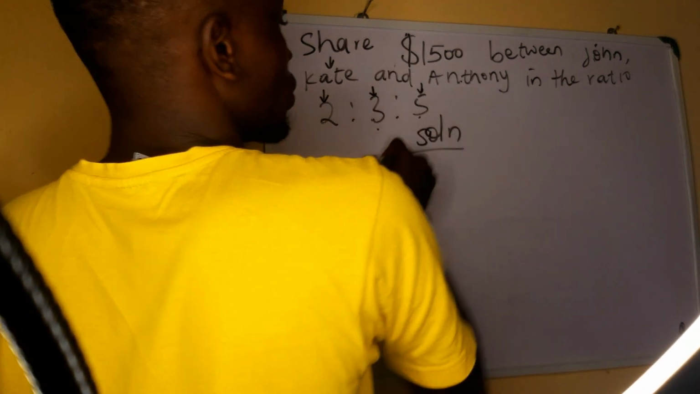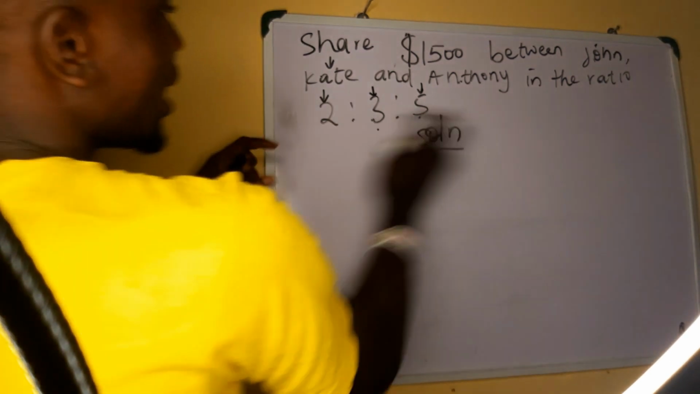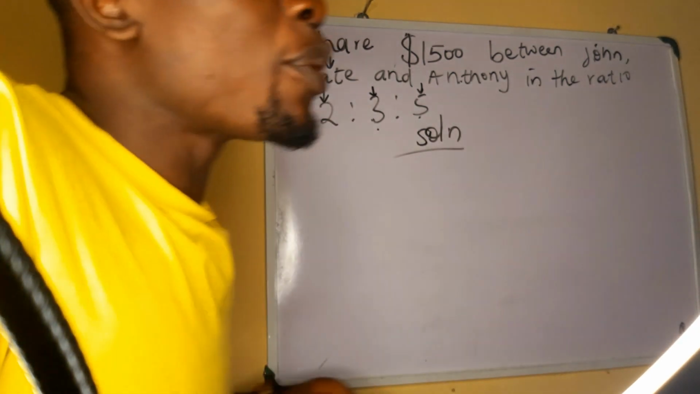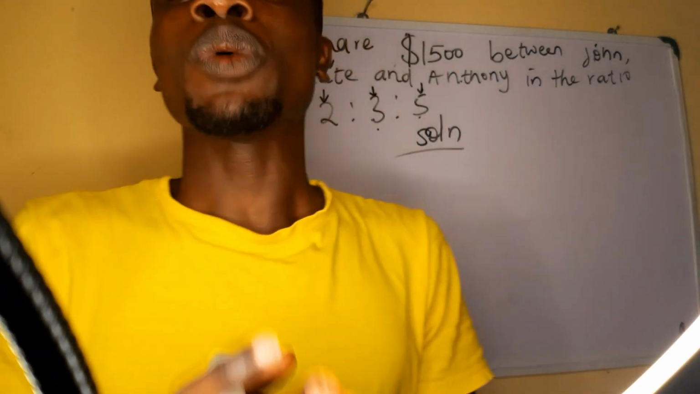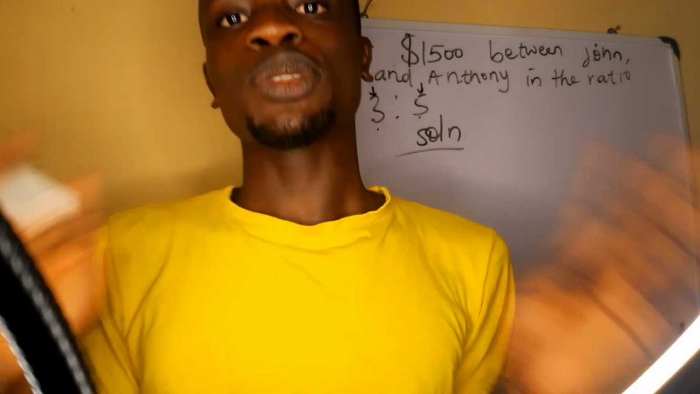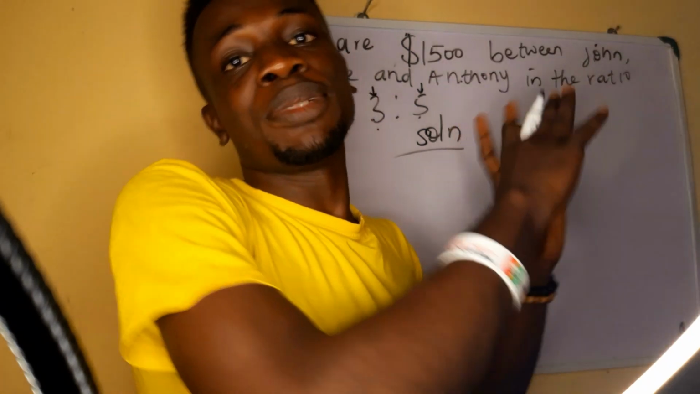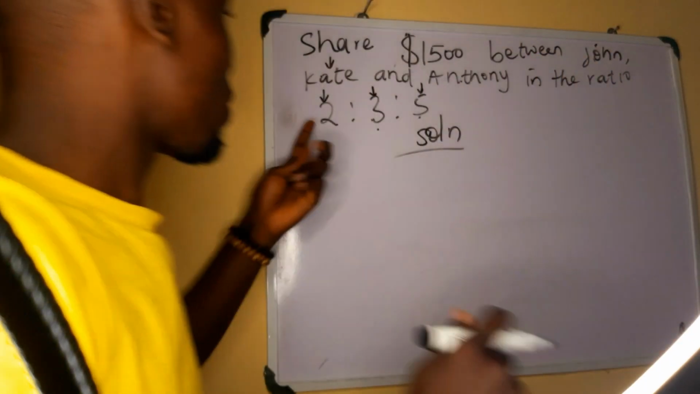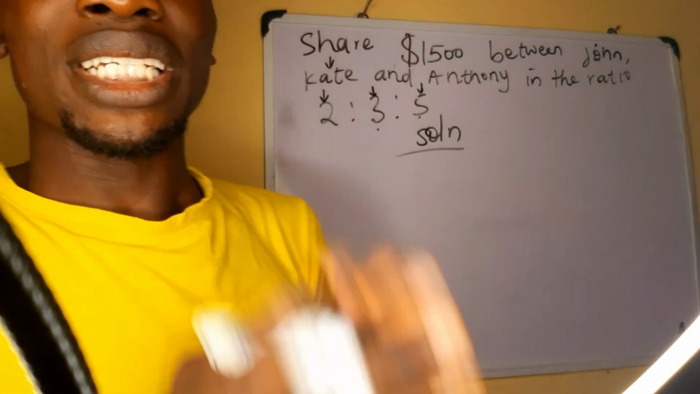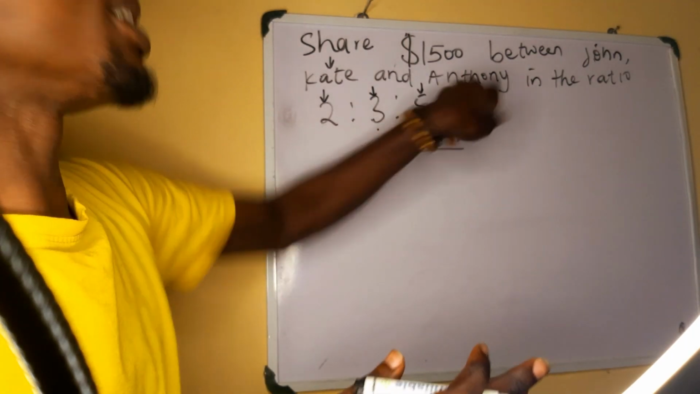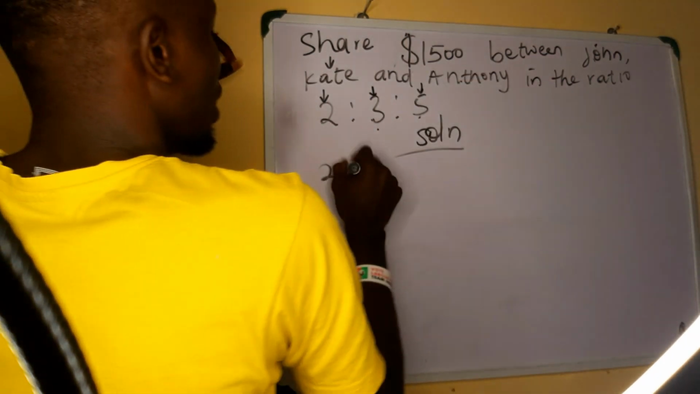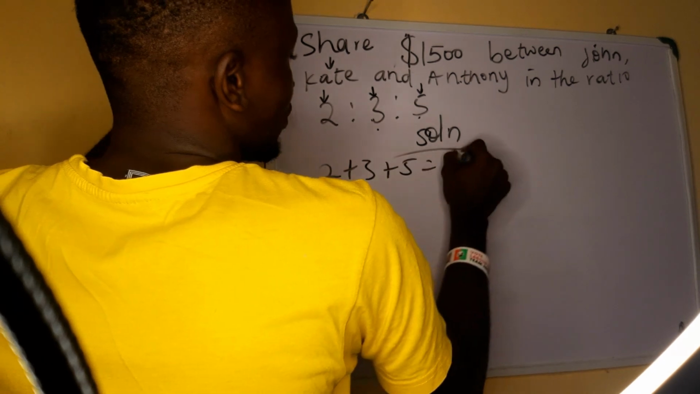The first thing we have to do here is add these 3 ratios together. Why are we doing this? So that all of them will have a common denominator. That is what ratio is about. You have a common denominator, and the numerators will not be separate. So this is going to form their numerators, but their denominators will be the addition of these 3 numbers. So it's going to be 2 plus 3 plus 5, which gives us 10.